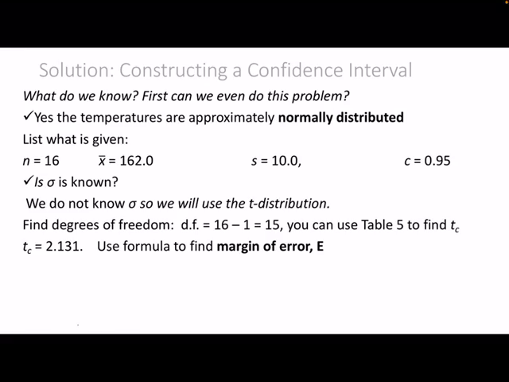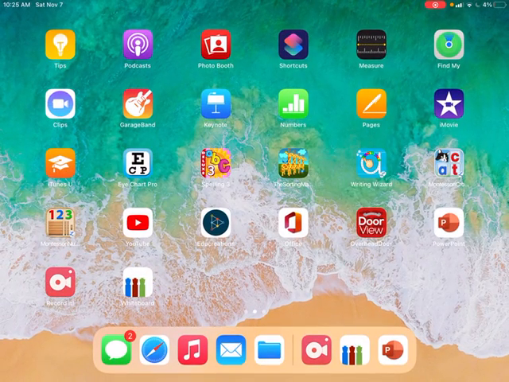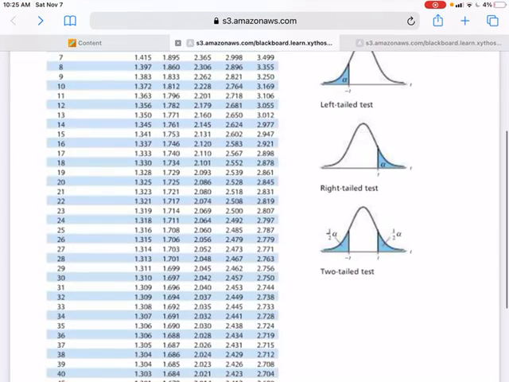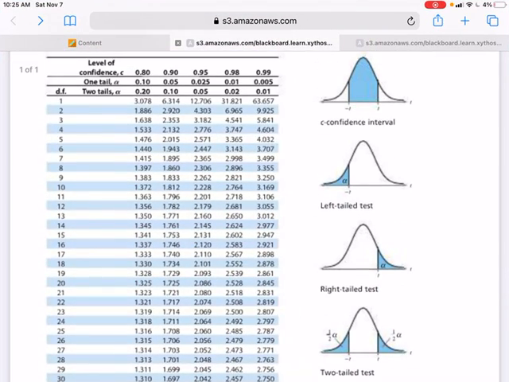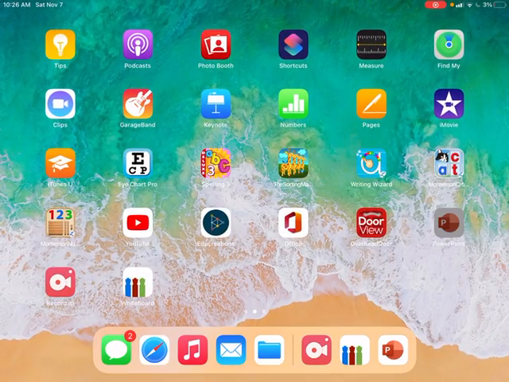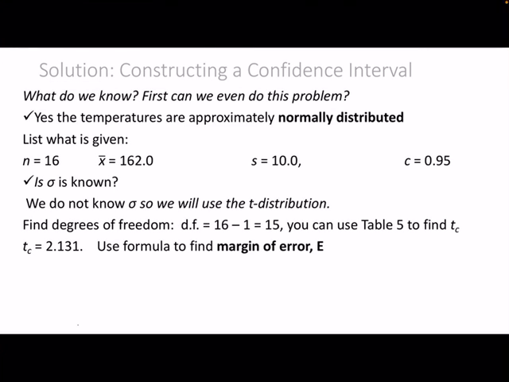You go to the table, you look it up. So let's go to the table real quick. Here's a table. Look at degrees of freedom is 15. So go down the left-hand side to 15 and then go across. It's like the middle, 0.95, I think is what we're doing. So it's 2.131, my critical value. That comes from degrees of freedom and confidence level. 2.131 came from reading that table.